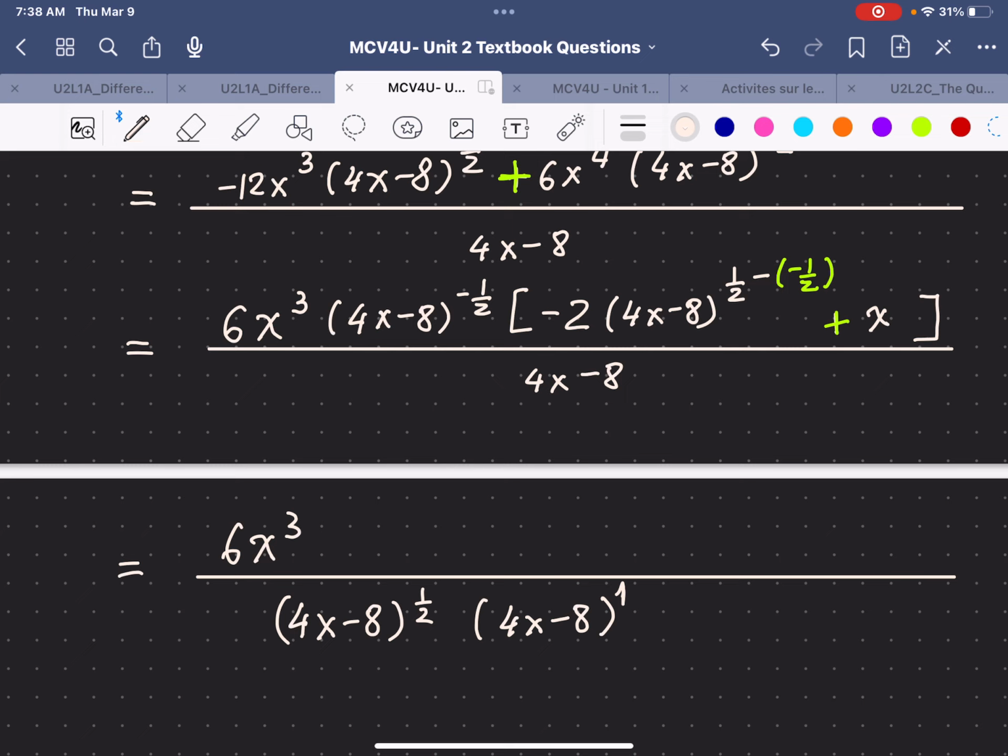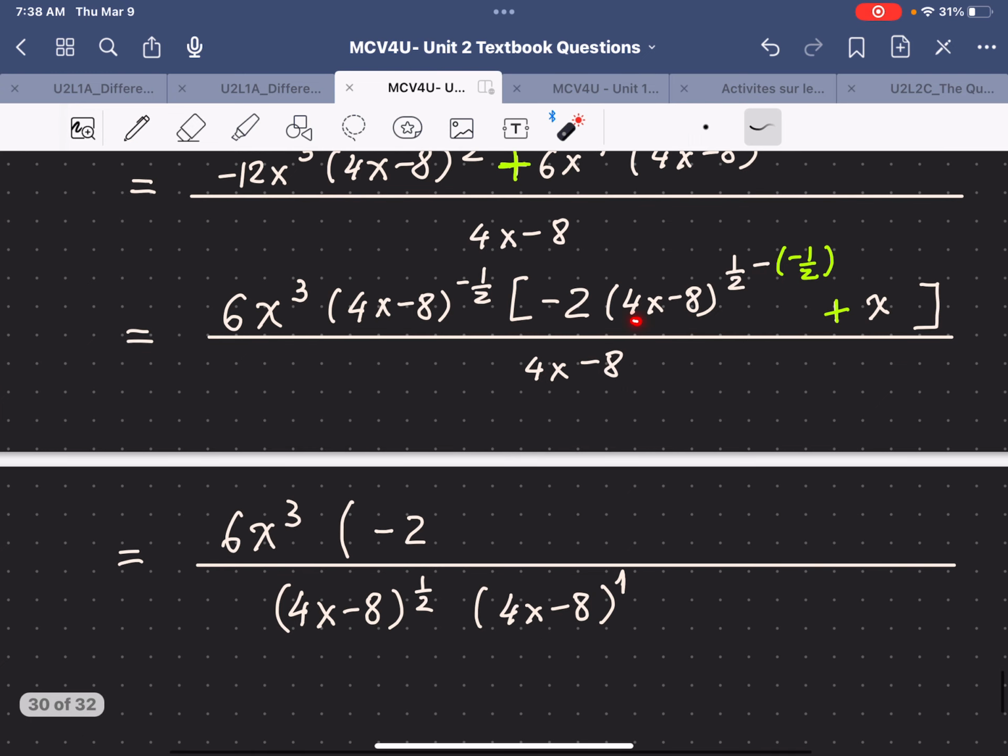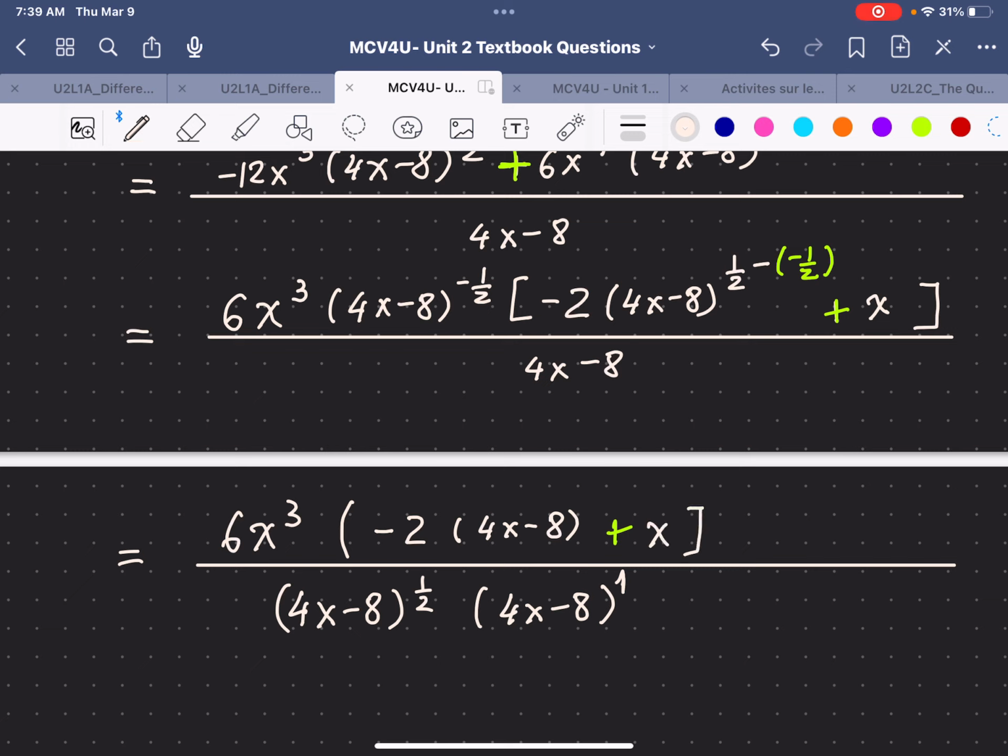And the numerator will have the 6x cubed, and then in brackets we'll have negative 2. Now 4x minus 8 to the power 1 over 2 minus negative 1 over 2, it will be 1 over 2 plus 1 over 2, so power 1. Which means that negative 2 is multiplying 4x minus 8 here, and then plus x at the end. And we'll close the brackets. Let's make these ones square as well.